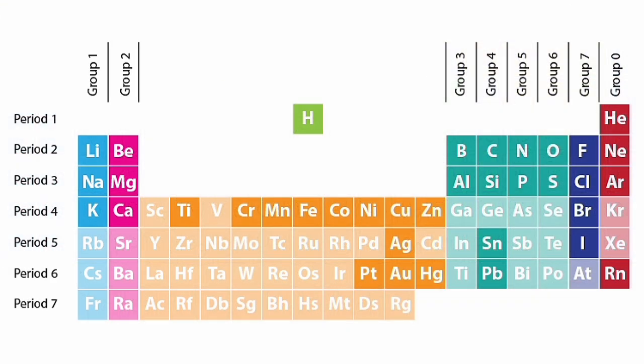So there are 8 groups and 7 periods. The 8 groups are vertically arranged, columns, and they call them groups. And the 7 periods are horizontally arranged, and they are rows. The other ones are columns, these are rows. Now the groups are numbered from 1 to 7 and 0. That's group 1, group 2, group 3, group 4, group 5, group 6, group 7, and group 0. Group 0 is group 8.